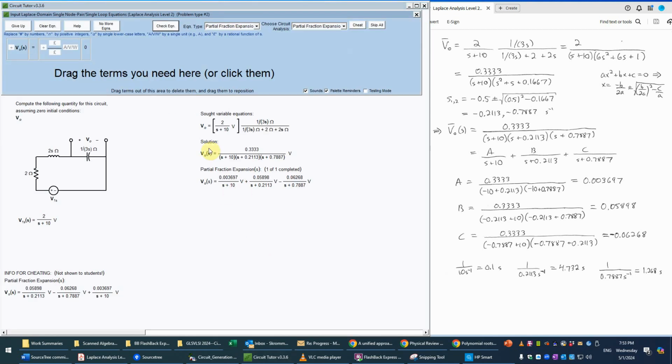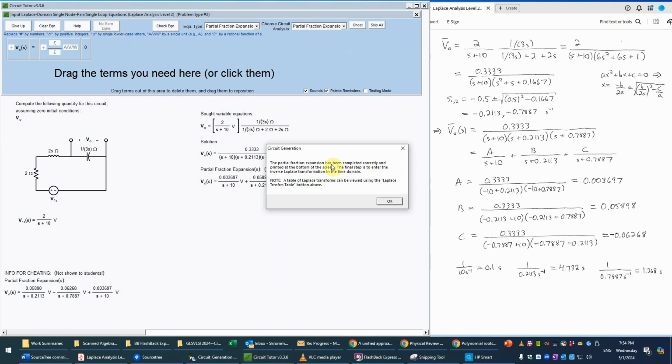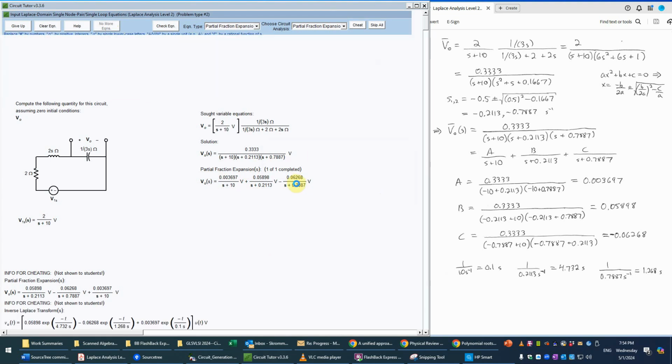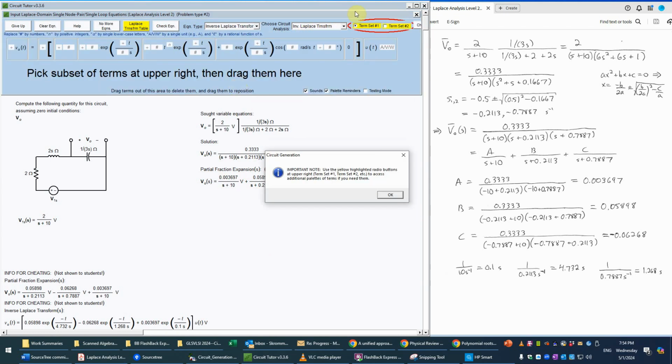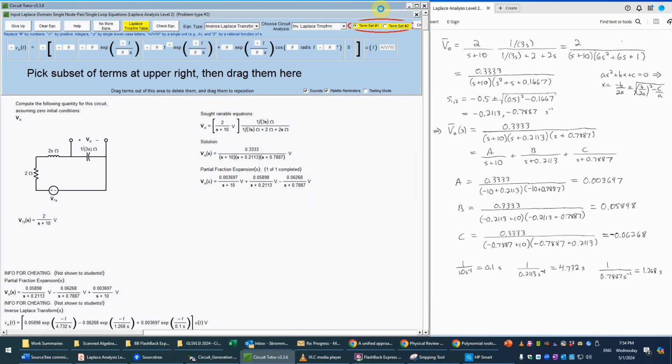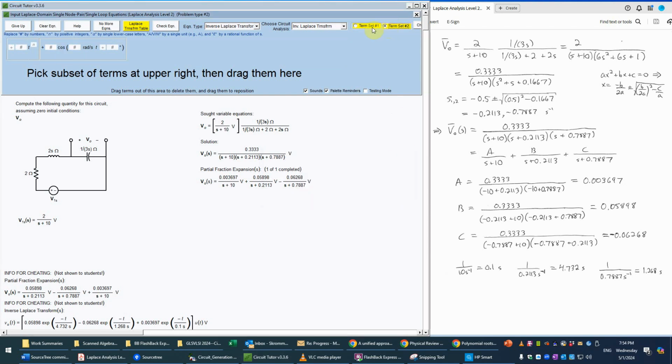Okay, so that was correct, and now we've entered all the partial fraction expansions we need to, so we click no more equations. And it tells us the next step is going to be to do the inverse Laplace transformation to go back to the time domain. So now we're in that mode, and we can select this. And it reminds us that there is an extra palette here if you need that, if you can't find the terms you need in this one. But in this case, we have everything we need here.